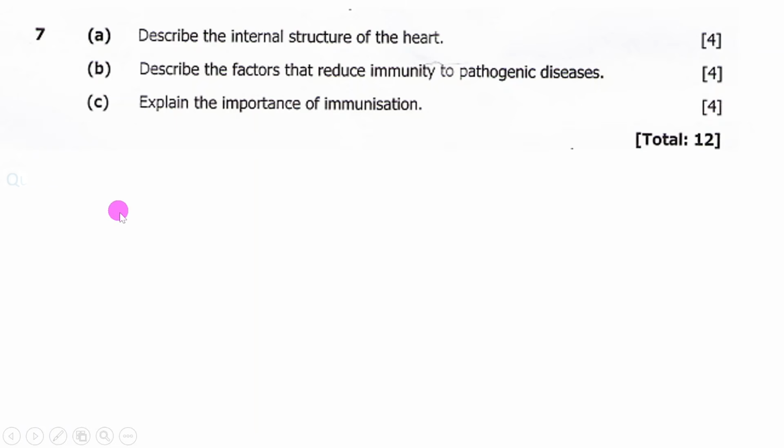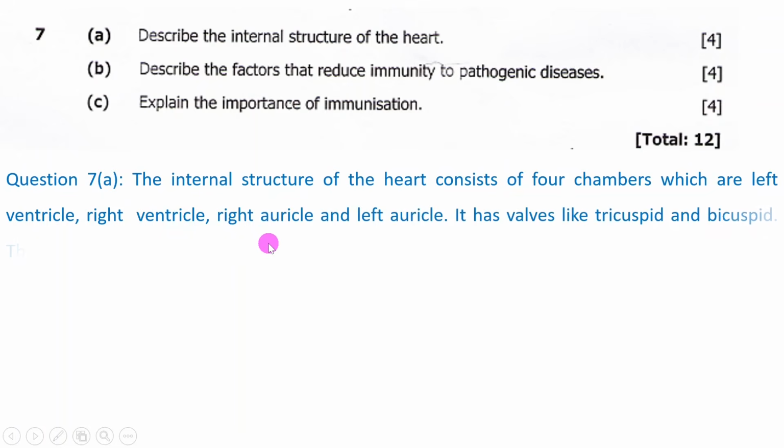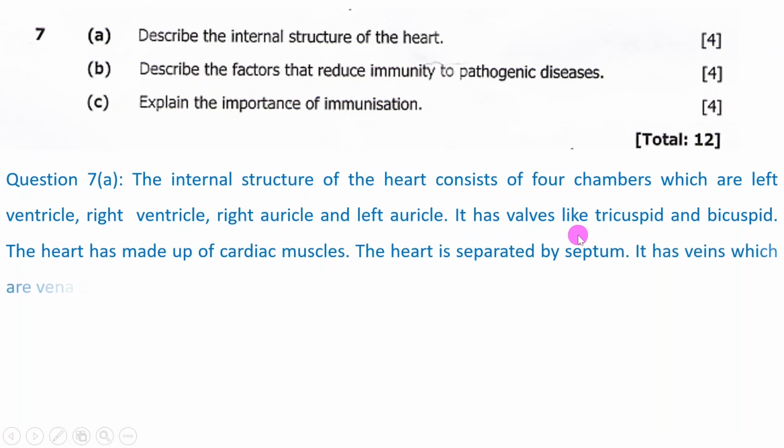So to answer the first question here, we're going to say the internal structure of the heart consists of 4 chambers, which are left ventricle, right ventricle, then we have right auricle and left auricle or atria. It has valves like tricuspid and bicuspid valve.